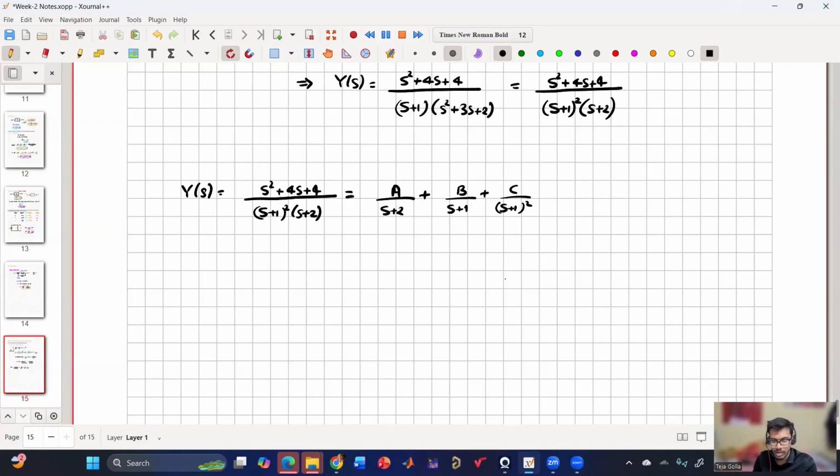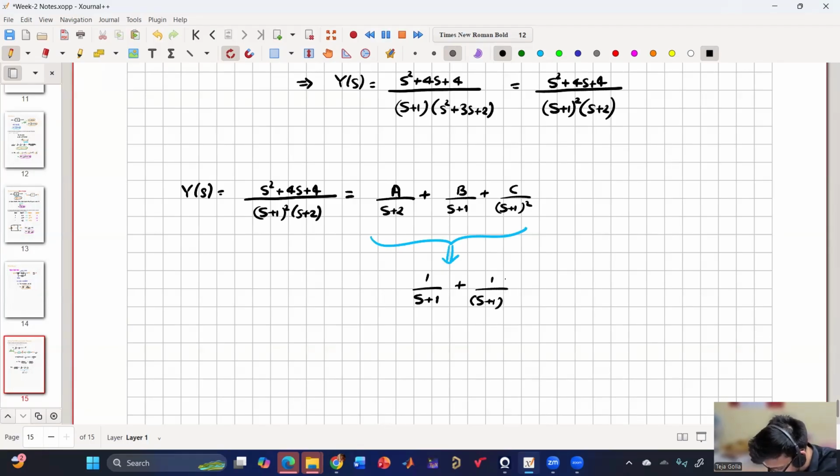So after applying partial fractions and then calculating, you will get the terms something like this. Later you can check. So you'll get 1 by (s plus 1) plus 1 by (s plus 1) square. So this is what I was getting, because (s plus 2) got cancelled. The numerator is (s plus 2) whole square. So the numerator got cancelled.